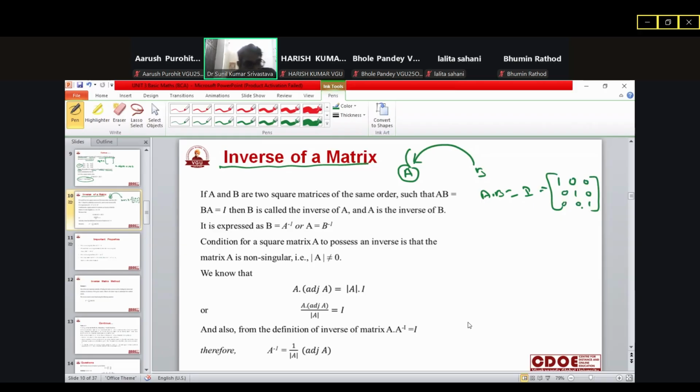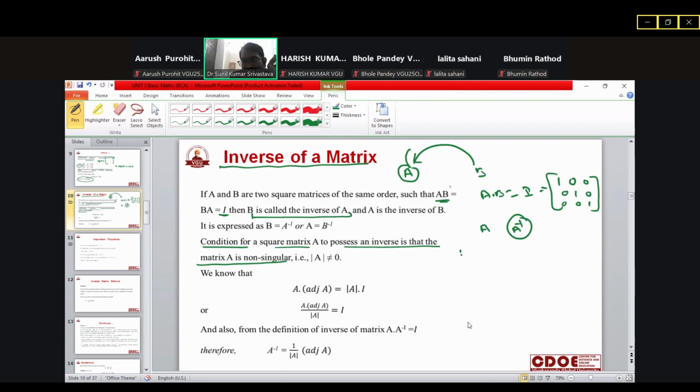So if we have a matrix A and another matrix B, then one matrix is said to be the inverse of the other in such a way that their product is the identity. Then one matrix is called the inverse of the other matrix. A is called the inverse of B and B is called the inverse of A. The inverse of matrix A is denoted by A inverse. That's it. The condition for a square matrix A to possess an inverse is that A is a non-singular matrix.